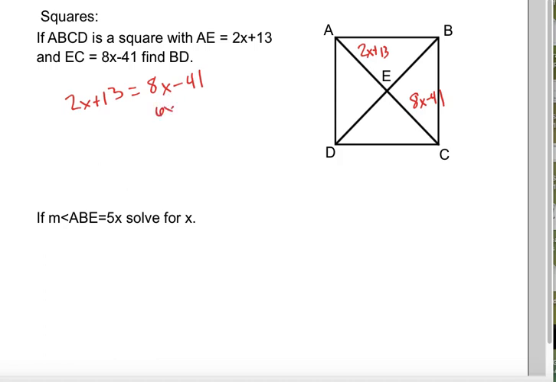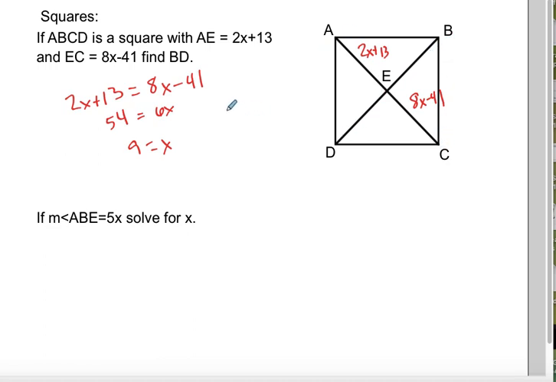Subtracting 2x and adding the 41, and then dividing by 6. Now we have x. They want us to find BD. That's the length of the other diagonal. Remember that being a square, it's also a rectangle. And rectangle property was that the diagonals are congruent. So if we can find the diagonal AC, it will be equal to BD.